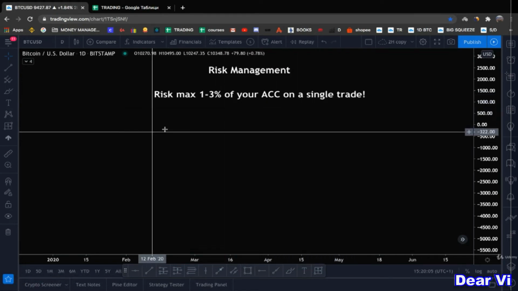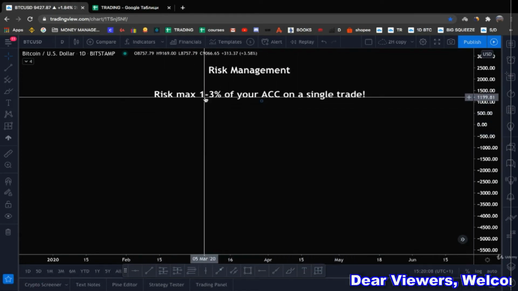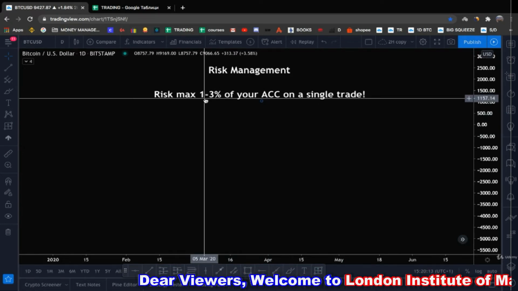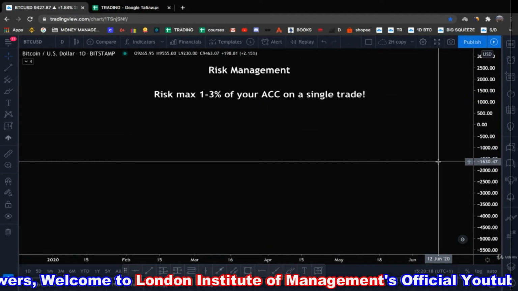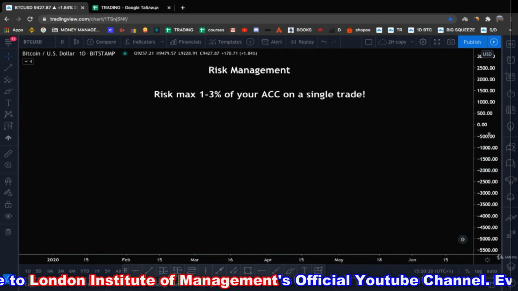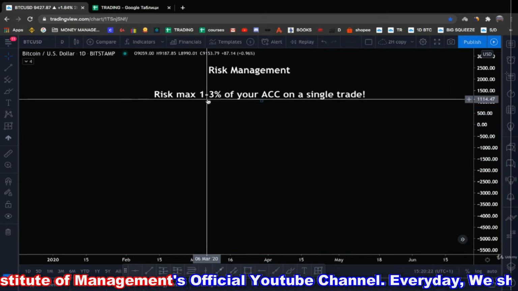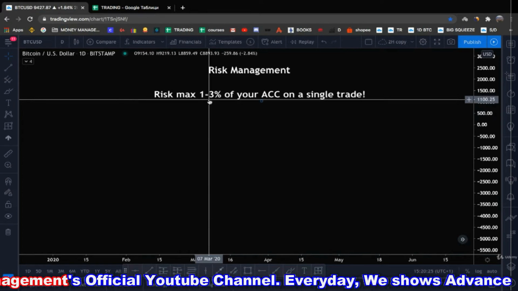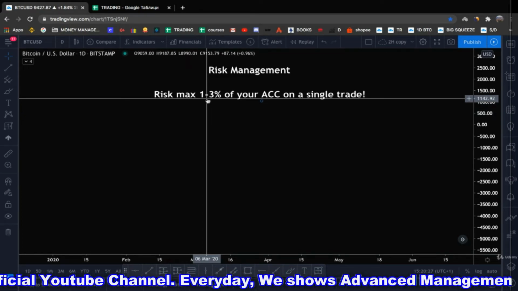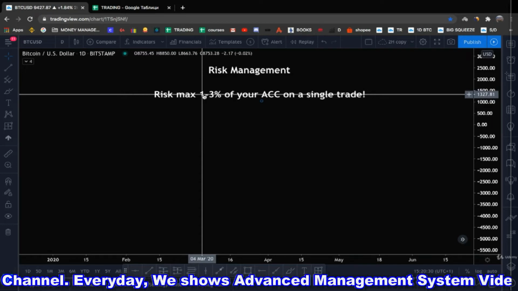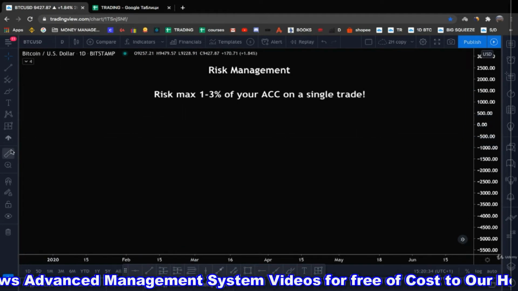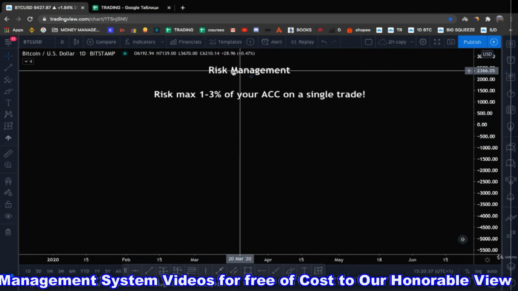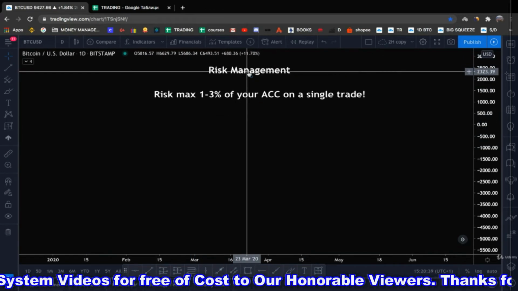on a single trade. Now, for those of you who don't know, if your account is $1,000, let's say 1%, how much is that? $10, right? It doesn't mean that you are going to enter on a $10 trade, basically to buy Bitcoin, for example, for $10. It means that if you lose this trade, you are going to lose maximum $10 if you are risking 1%. How do you do that? I will show you now how you follow a strong, strict risk management plan.